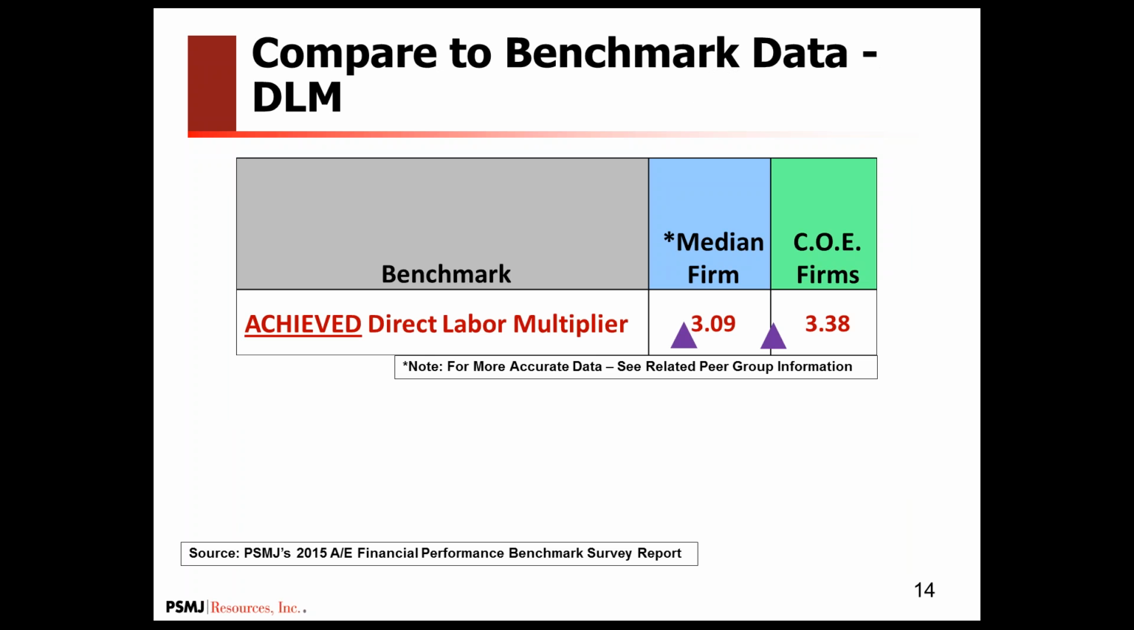Again, I'll go back and look at the achieved direct labor multiplier against benchmarking data. We're not breaking it down to the peer group here, but you can see that for the median firm, 3.08 is just a little bit under the midpoint, and for the circle of excellence, the top performing firms, 3.08 is quite low.